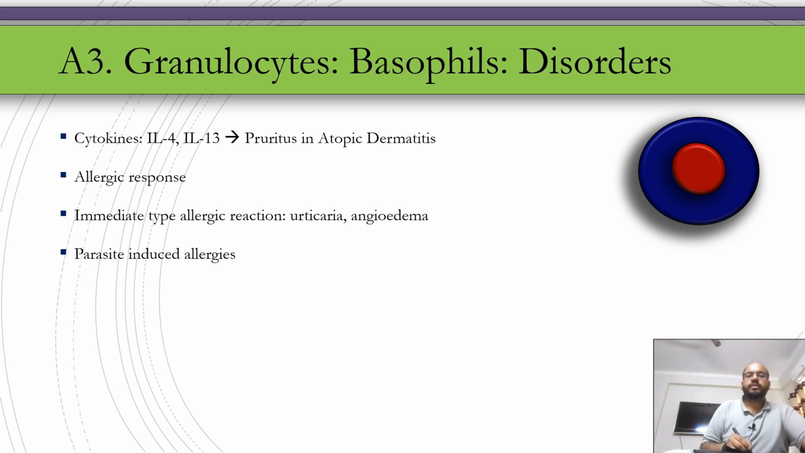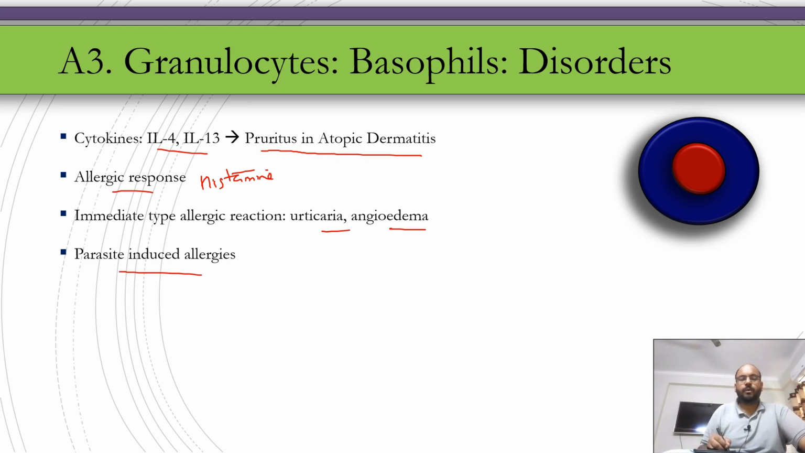Now, we know that basophils secrete 4 and 13, and these are important agents for itching in atopic dermatitis. So basophils are implicated in atopic dermatitis. In allergic response, because it has histamine, immediate type allergic reactions like urticaria and angioedema. Remember, immediate, innate immune system, quick to act, and parasite-induced allergies. Clear? Now, the problem with basophils is they are about 0 to 1% of circulatory immune cells.